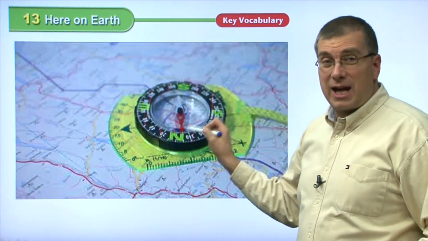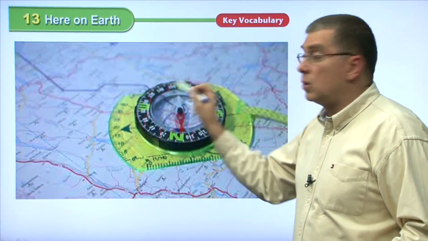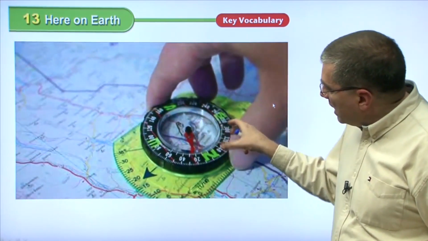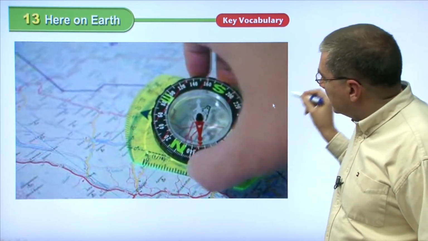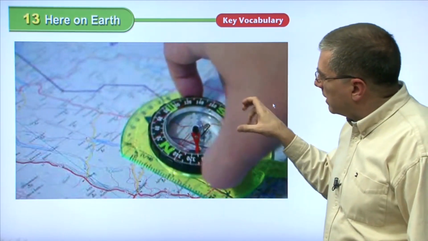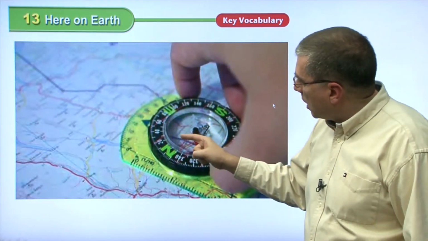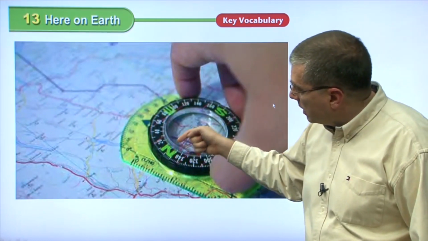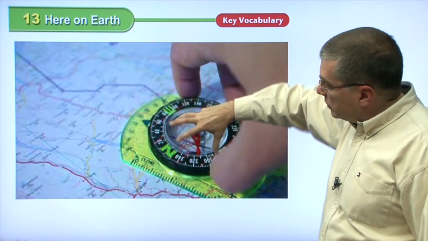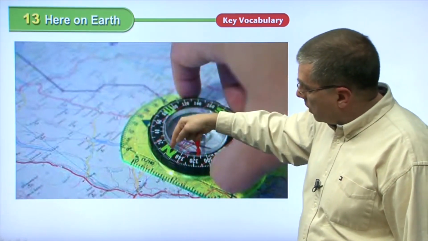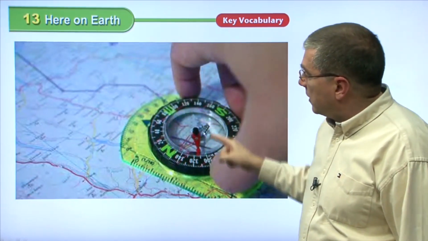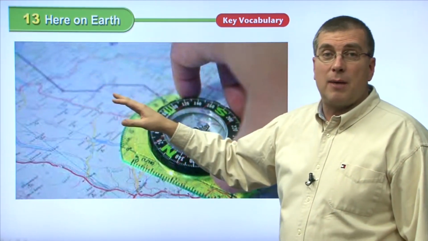Now, this is not a compass rose. This is an actual compass. When you have a compass and a map, you have to change the direction of the compass to match the compass rose that we can't see on this map. What this person is doing is turning the compass so that north on the compass and north on the compass rose on the map point the same direction. And then they can figure out which direction on the map to go.